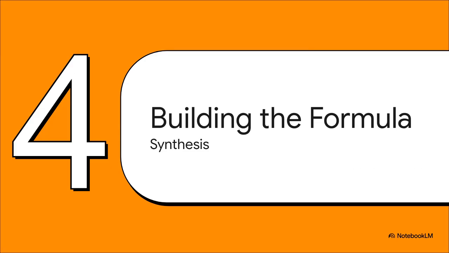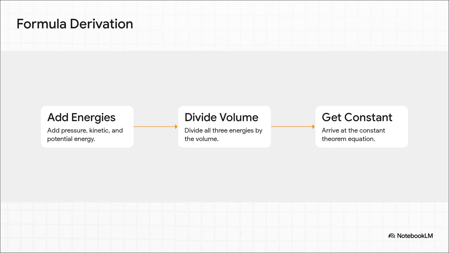All right, Section 4, Building the Formula, Synthesis. Let's see how this builds if we treat it almost like a recipe. Step 1, we take our three energies, pressure, kinetic, and potential, and just add them all together. Step 2, to make this universally applicable for literally any amount of fluid, we divide all three of those components by the fluid's volume. That step is what gives us our standardized formula. And step 3, because we know the total energy at the start equals the total energy at the end, that whole formula has to equal a constant.